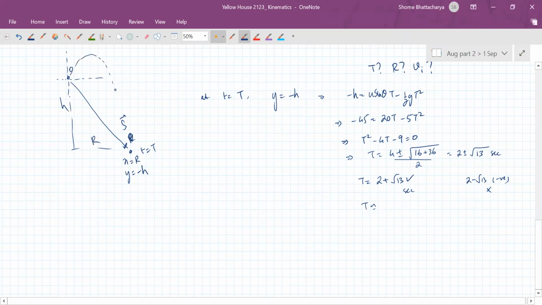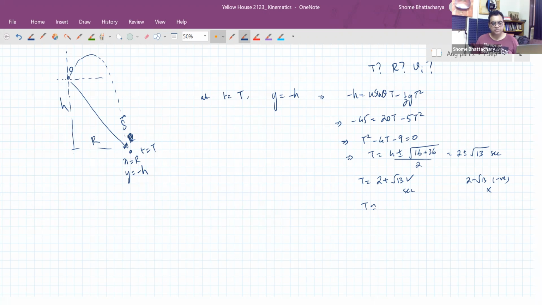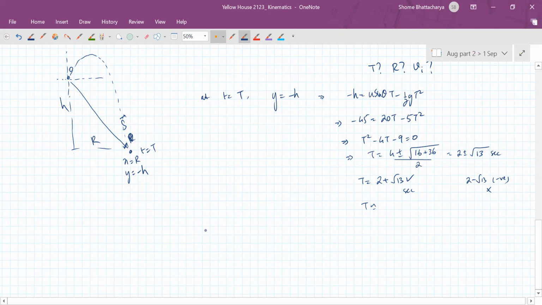Okay, sir, I got it. So the height which is given is the height of the platform, not the maximum height reached by the projectile. No, why will that be given, beta? What will be given in the question is the height of the platform, no? Okay, sir, I got it.